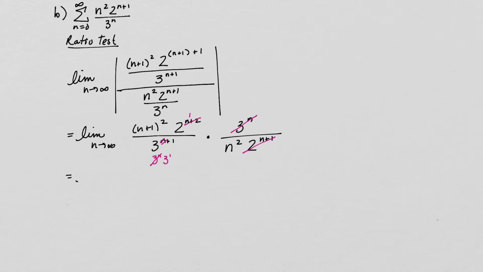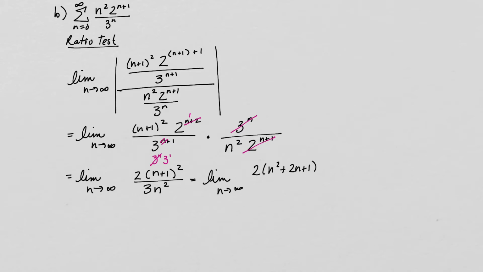So this is going to be the limit as n approaches infinity of 2 times n plus 1 squared over 3n squared. Or, if I multiplied this out, we'd have the limit as n approaches infinity of 2 times n squared plus 2n plus 1 all over 3n squared. Or the limit as n approaches infinity of 2n squared plus 4n plus 2 all over 3n squared.